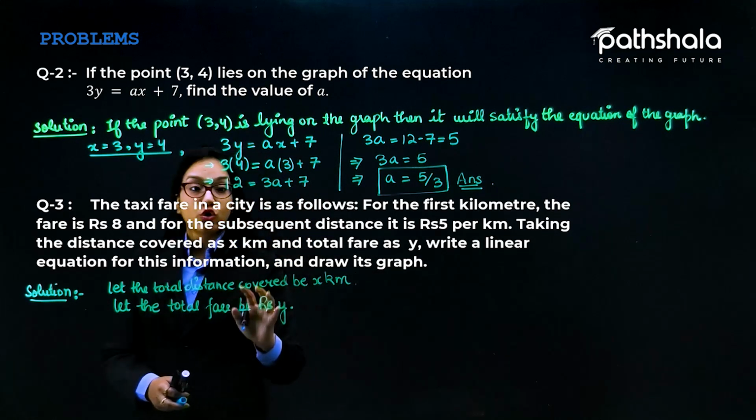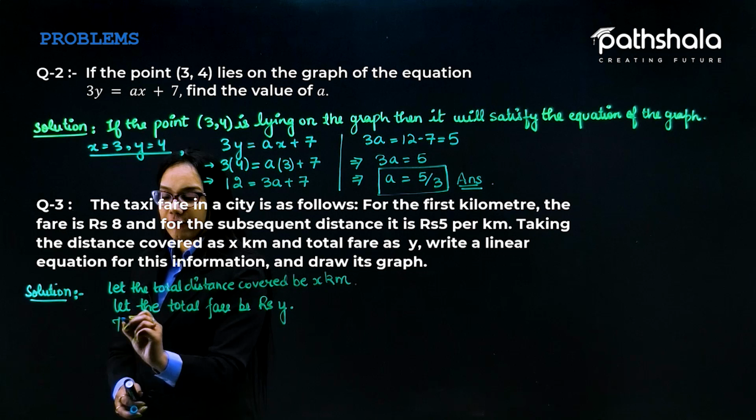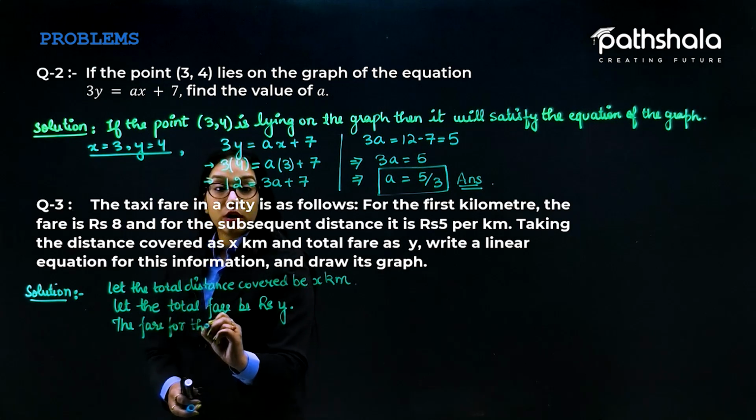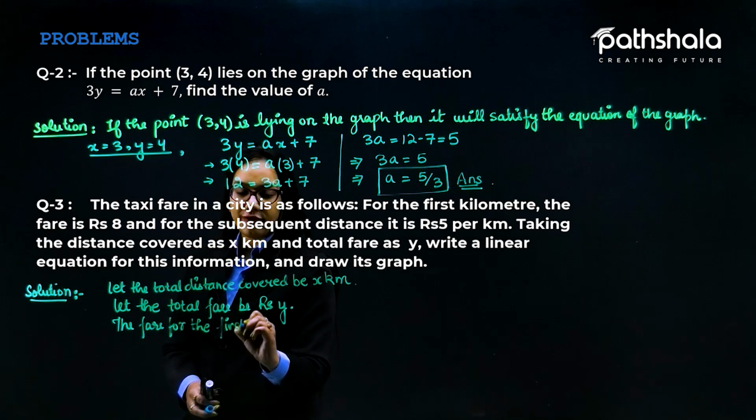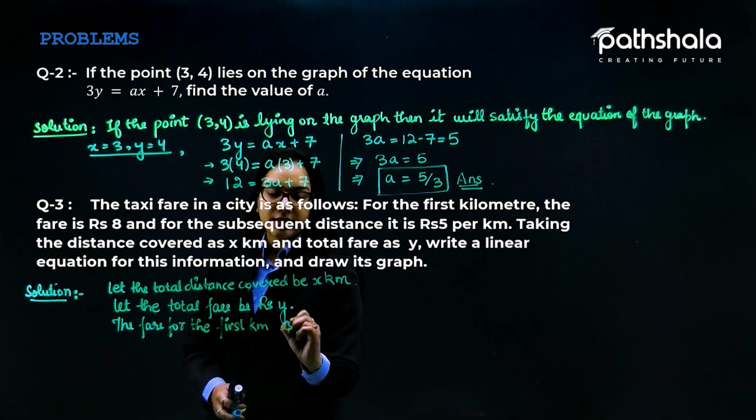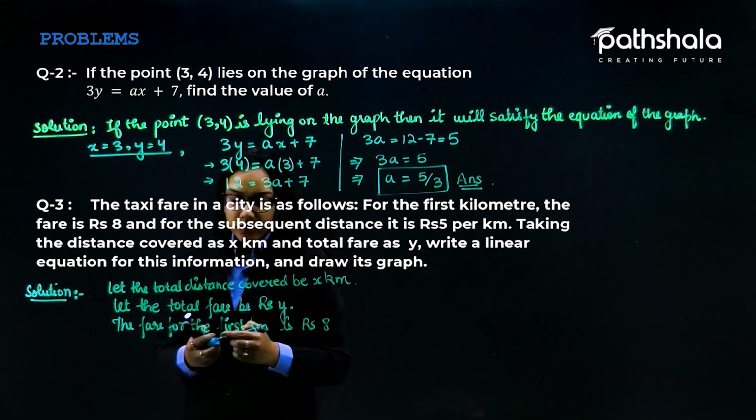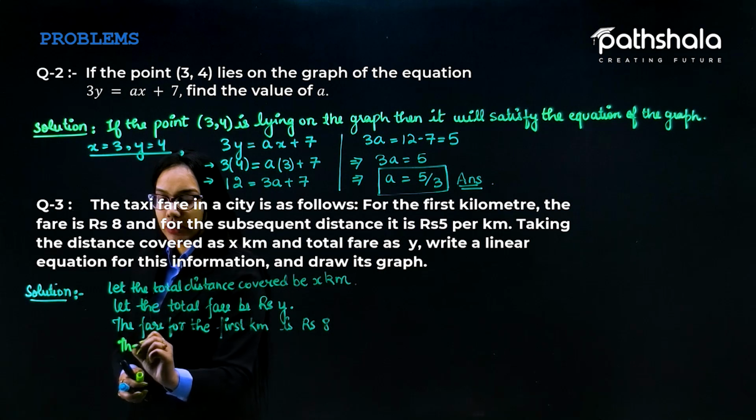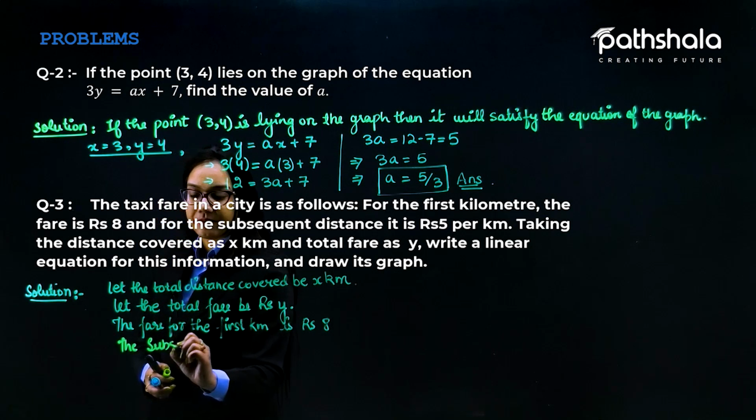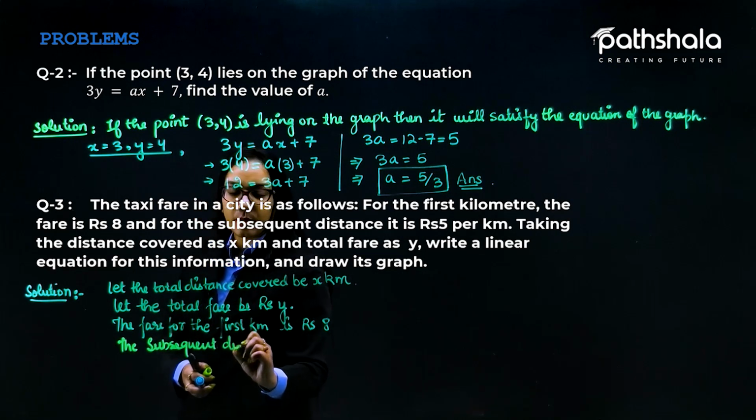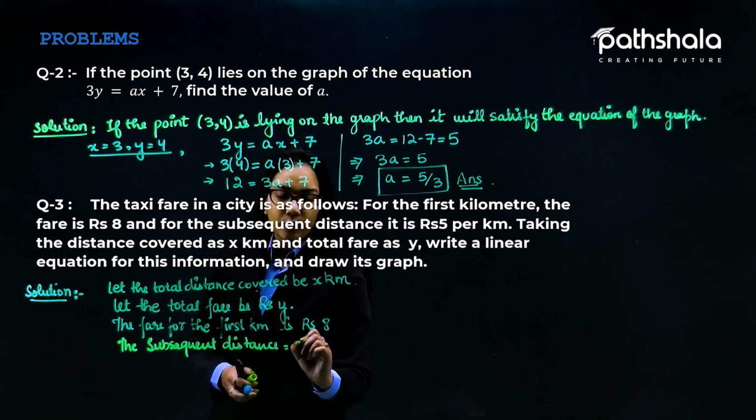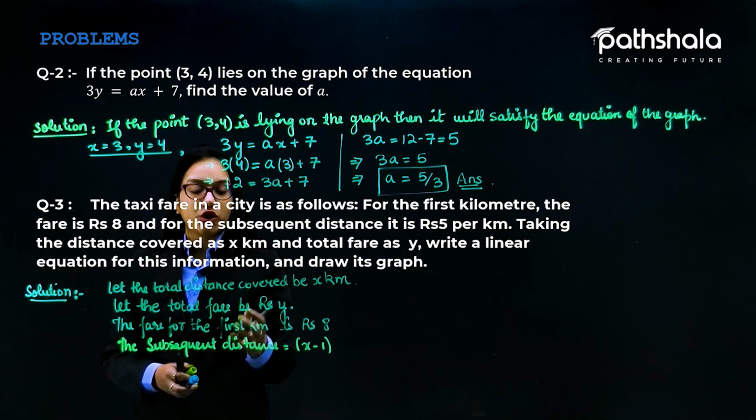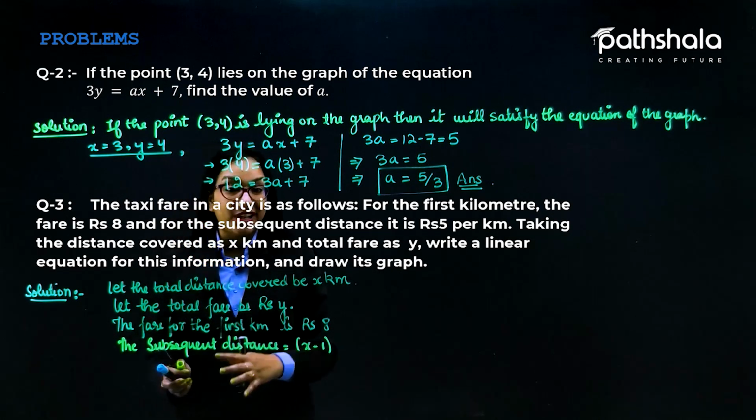B rupees Y. So as per the question, the fare for the first kilometer is rupees 8, and further the subsequent distance would be x minus 1, because we already know the fare for the first kilometer and we just want to conclude the fare for the subsequent distance.